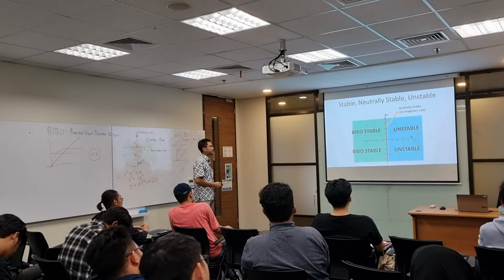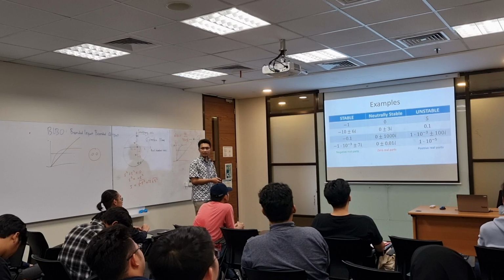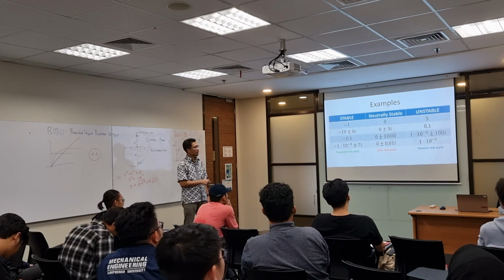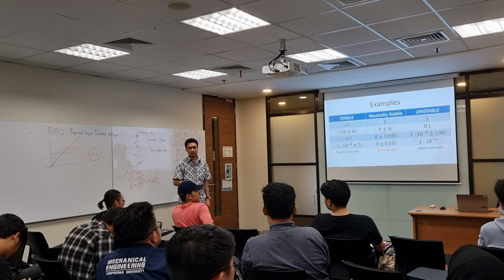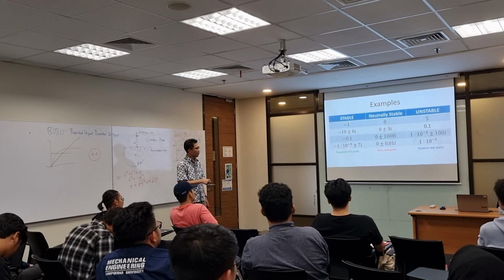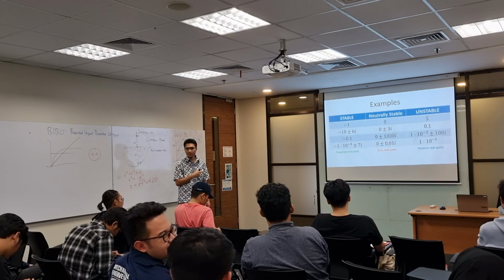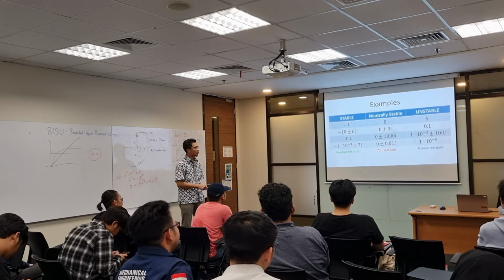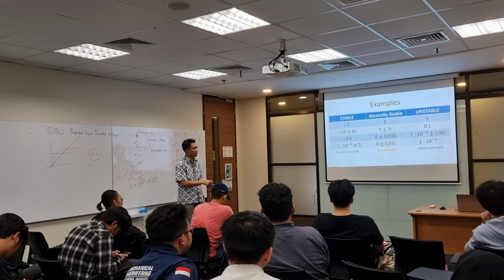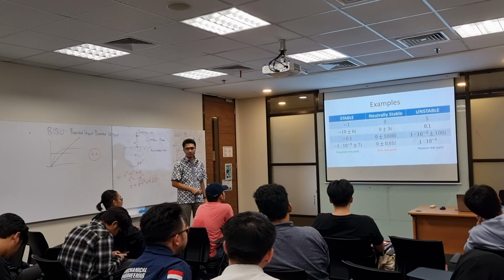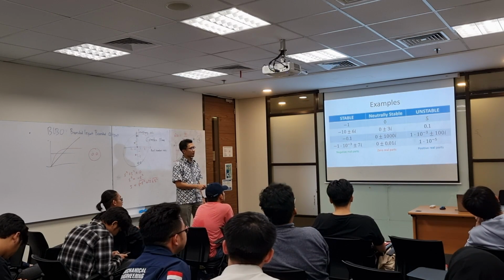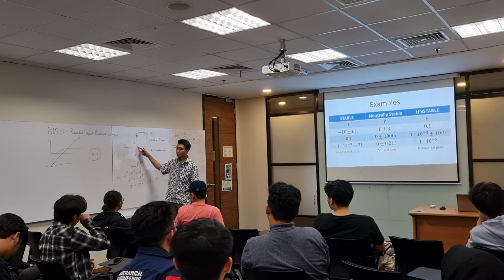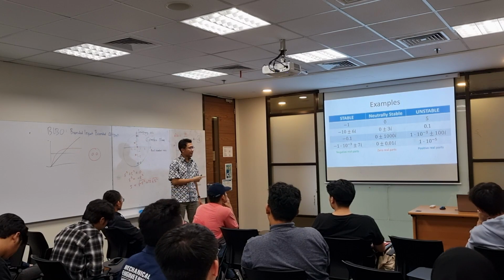Okay, let's move on. These are the examples. You check these examples. Stable means you have negative real parts. Even if it is very, very small, but still a negative real part, that's stable. Neutrally stable, all of the real parts are 0. Instability, this one: even if it is very small, close to the origin, but on the right side, that is unstable.